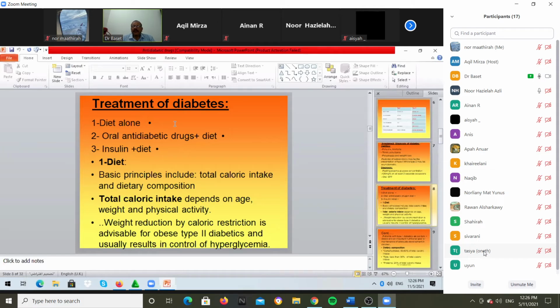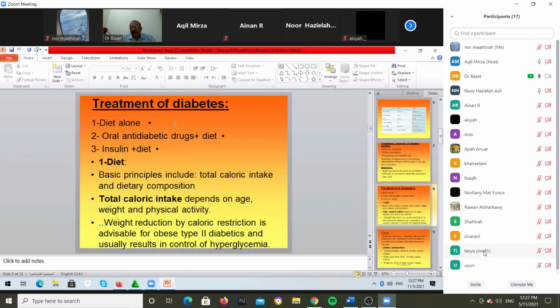Number two, oral anti-diabetic drugs in addition to diet. Number three, in case of failure or ineffectiveness of oral antidiabetic drugs, we can use insulin also plus diet. So almost always you must speak about diet. What about the importance of diet?